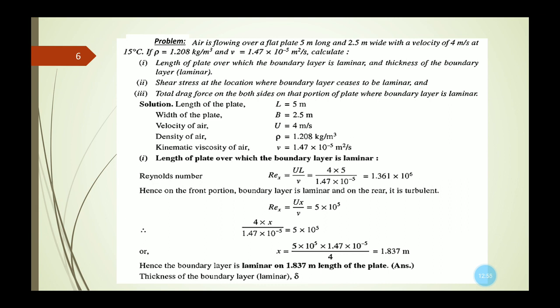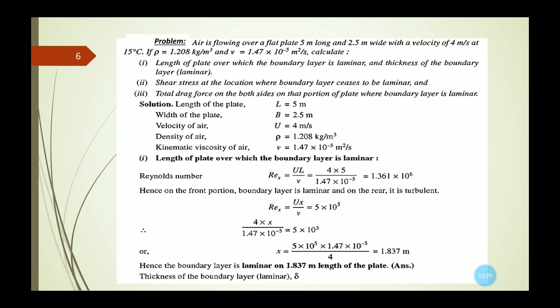So first we need to calculate the length of the plate over which the boundary layer is laminar, and the thickness of the boundary layer, that is the thickness of the laminar boundary layer. Next we need to calculate the shear stress at the location where the boundary layer ceases to be laminar, and the third part is the total drag force we need to calculate on both the sides on that portion of the plate where the boundary layer is laminar. So these are the three different things that we need to calculate here.